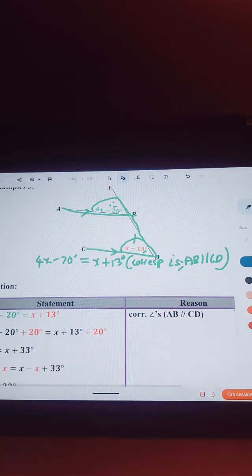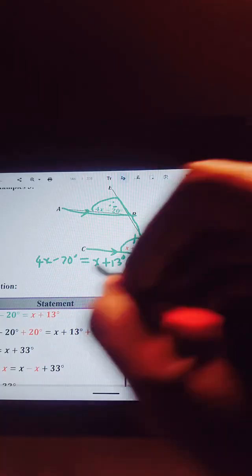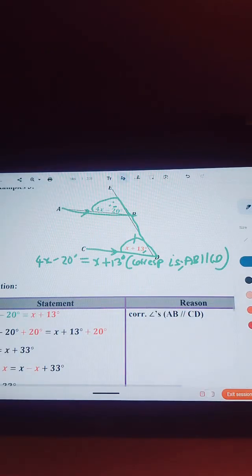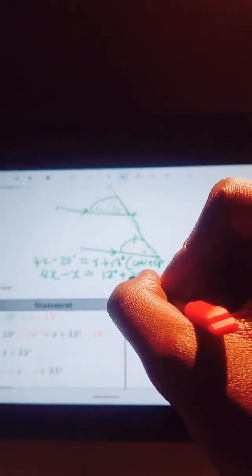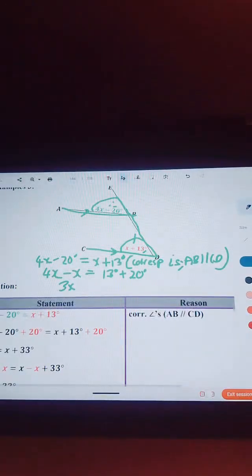Then we can finish off by doing what? Solving the equation. We are back to term 2, guys. Grade 8, term 2. We isolate the x, we take the x, we transpose it to the other side of the equal sign. The positive x changes to negative x. We keep the 13 degrees on the other side. We take the negative 20, it changes to positive 20 on the other side. Finally, 4x minus 3x, we add the like terms.